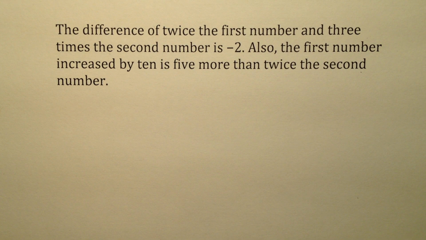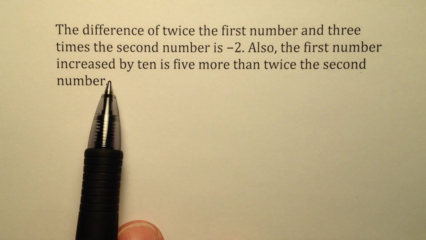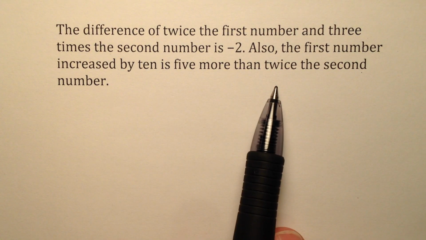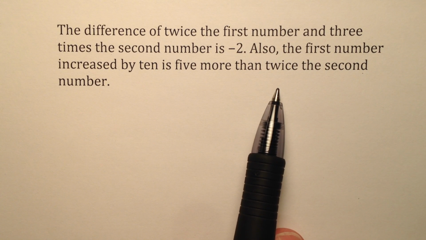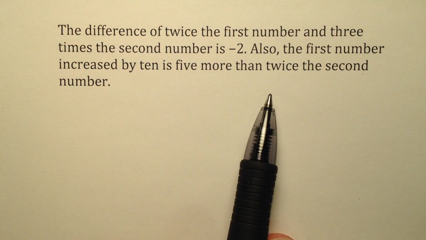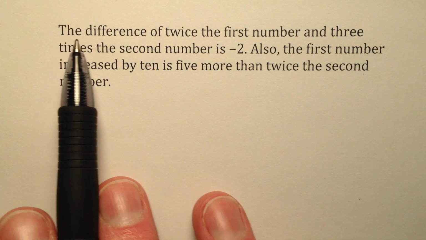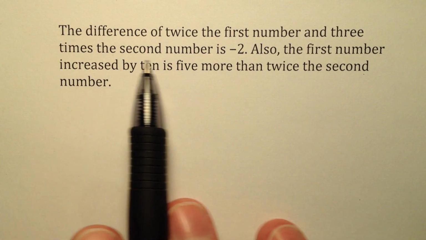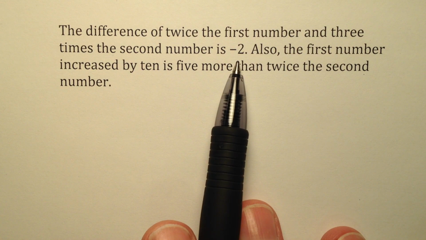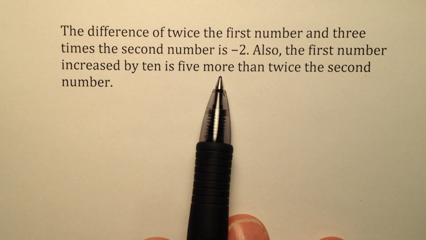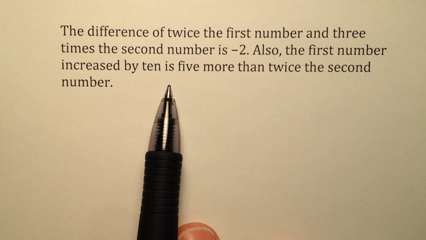In this example, we're going to write and solve a linear system to determine the unknown numbers. So what we have here is a couple of sentences that describe the relationships that these two numbers have with one another. So let's go ahead and read these. We'll define a couple of variables and write and solve a system. So the difference of twice the first number and 3 times the second number is -2. Also, the first number increased by 10 is 5 more than twice the second number.